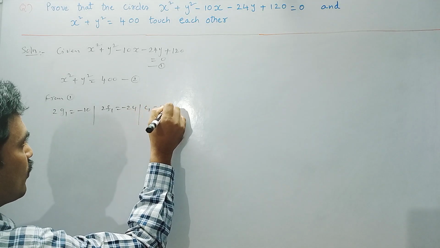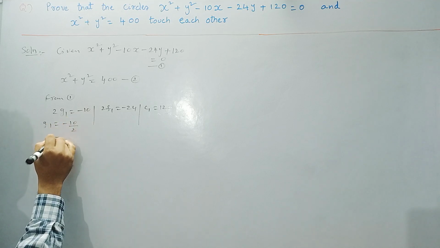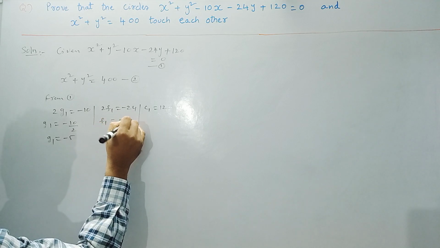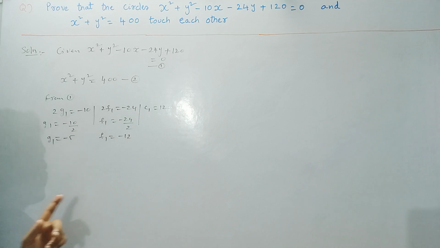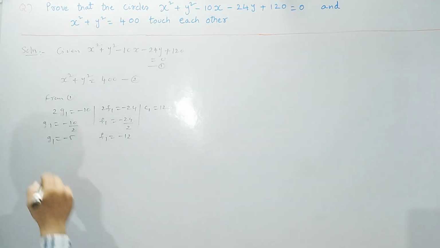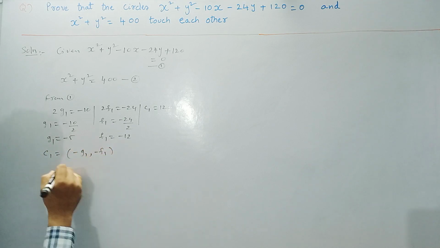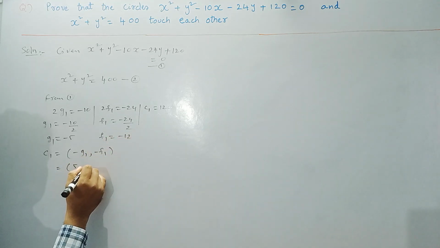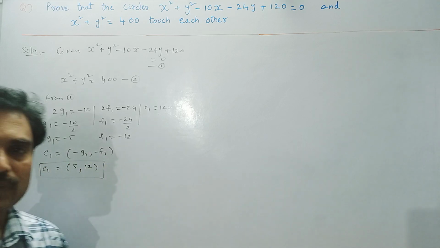So c1 is 120. So g1 equals −10 by 2. Upon cancellation you will get −5. So this is g1. Now f1 equals −24 by 2, so upon cancellation you will get f1 equal to −12. So you got the values of g1, f1 and c1. From this you need to find the center C1. So C1 equals (−g1, −f1). Minus g1 means minus minus plus 5, f1 is −12 so minus minus plus 12. So this is C1, (5, 12). Just put it in this box. So you got C1 from equation 1.